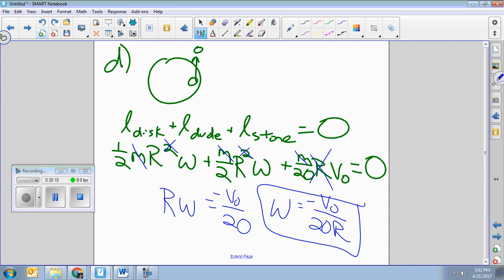Okay. Let's see. So part E says the person now stands on the disk at rest r/2 from the center of the disk. So in other words, instead of him standing at the very edge of the disk, he's going to stand halfway between the center and the edge. What's that going to do to his... Is this a question or an answer? Yeah, it's a question. How come the stone is angular momentum?